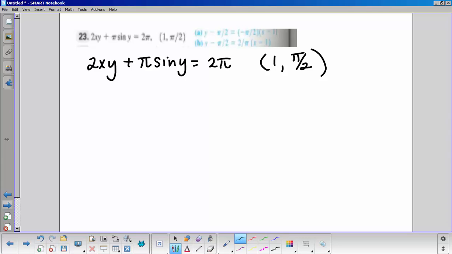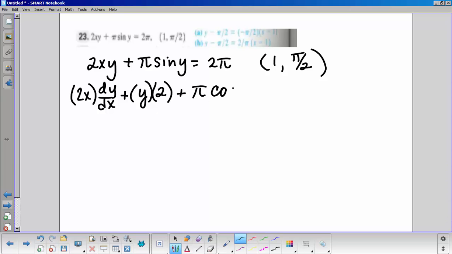So we take the derivative implicitly using the product rule first because we have two things multiplied together. So my first is going to be 2x times the derivative of second, which is dy/dx, plus second, which is y, times the derivative of first, which is 2. I don't know why I'm having trouble saying the second part of the product rule today, but okay. So then this pi is a constant. It's just going to go along for the ride. What's the derivative of sine? So this is going to be cosine of y dy/dx. Good. Equals the derivative of 2 pi, which is 0 because it's a constant.